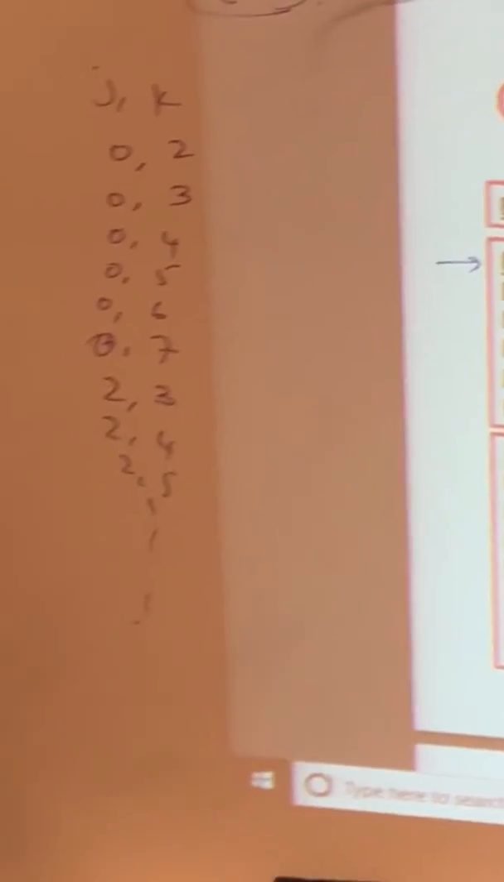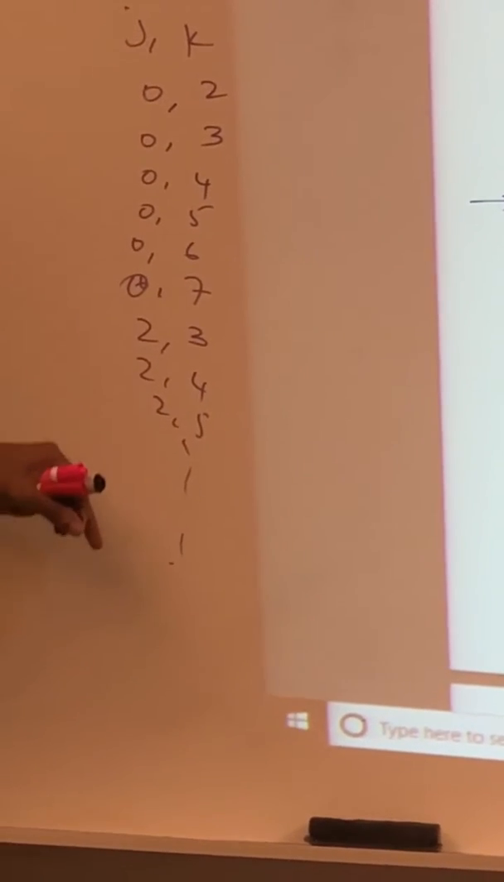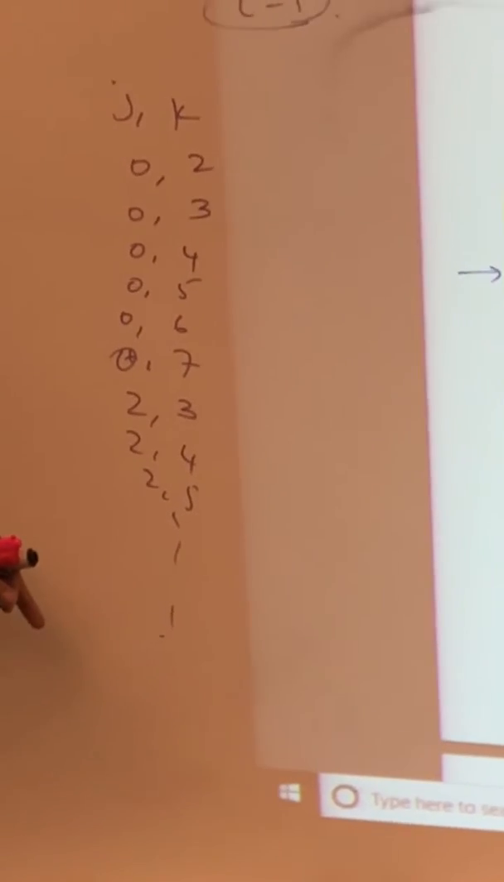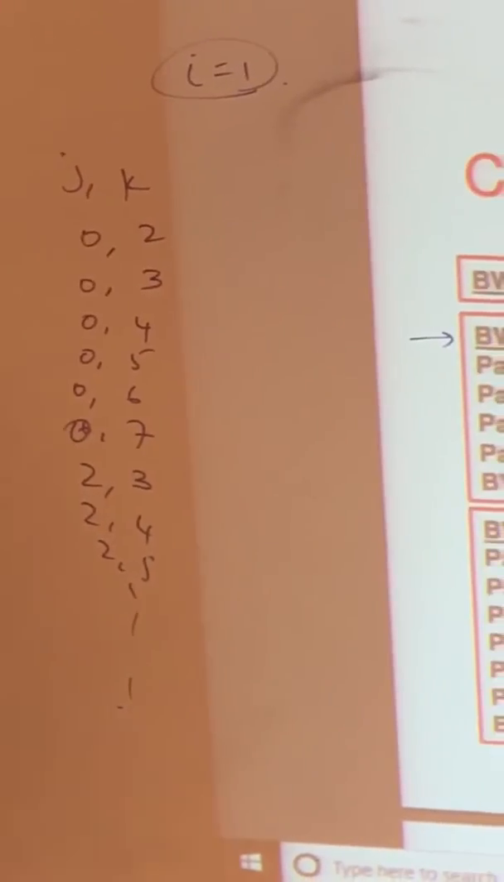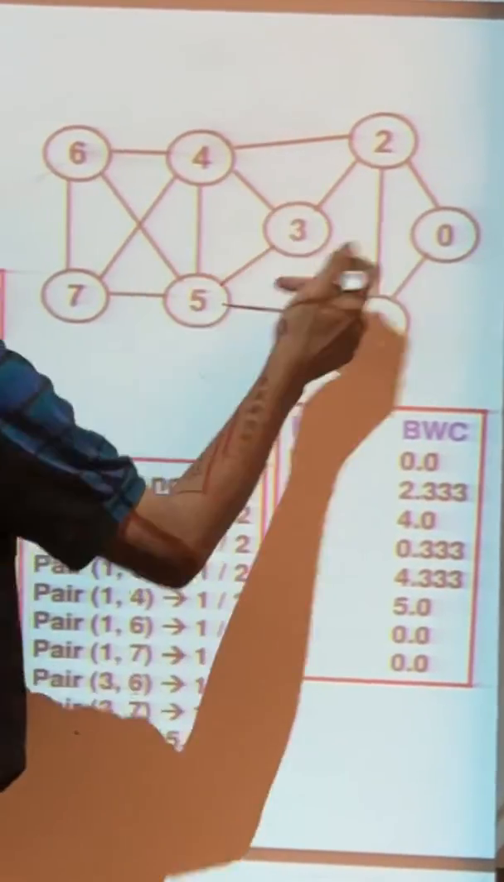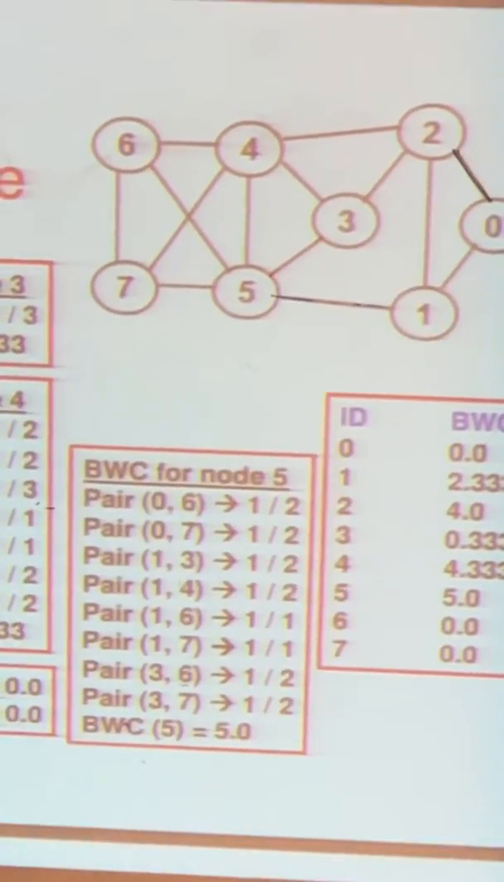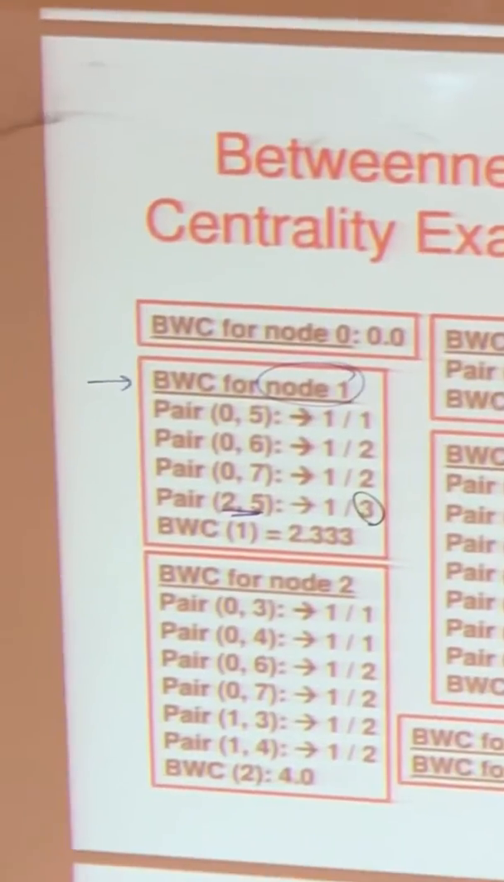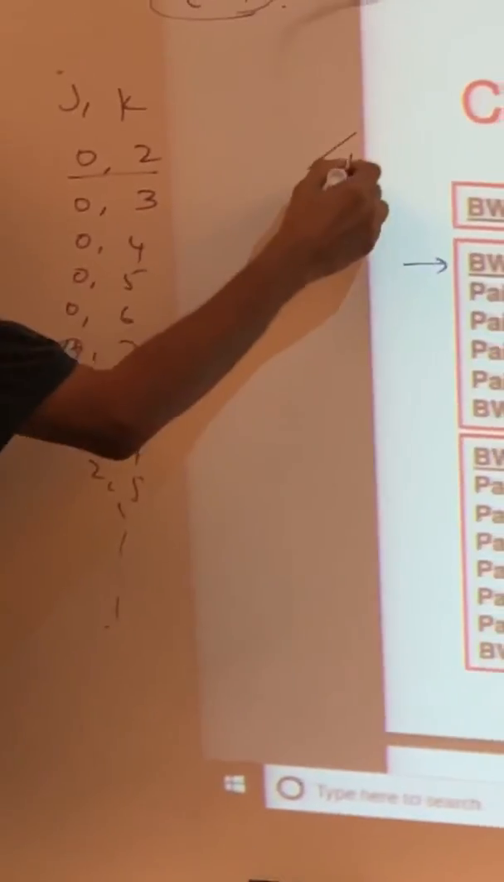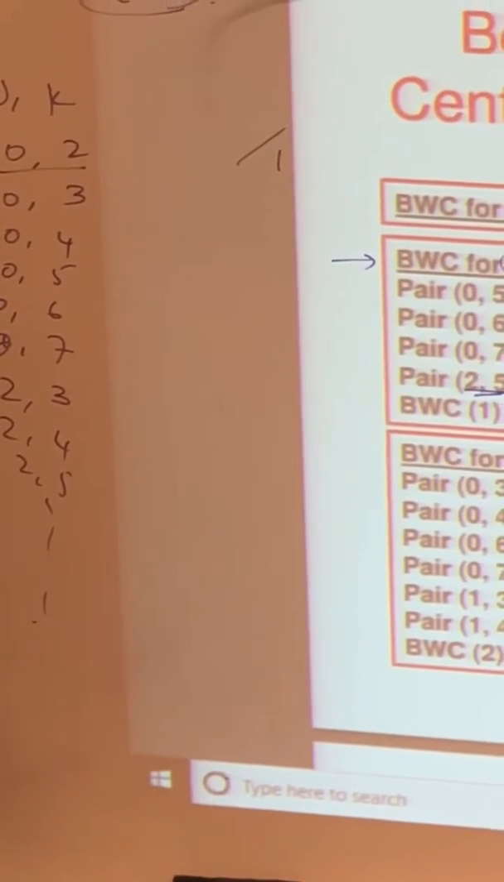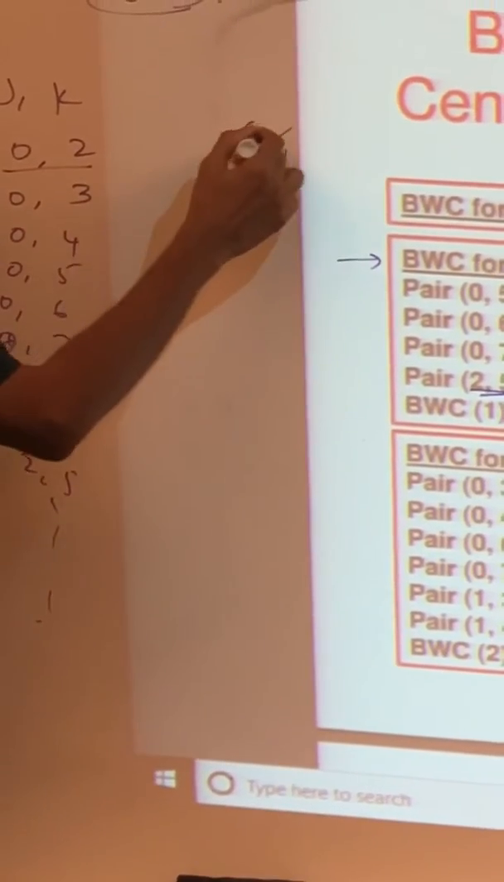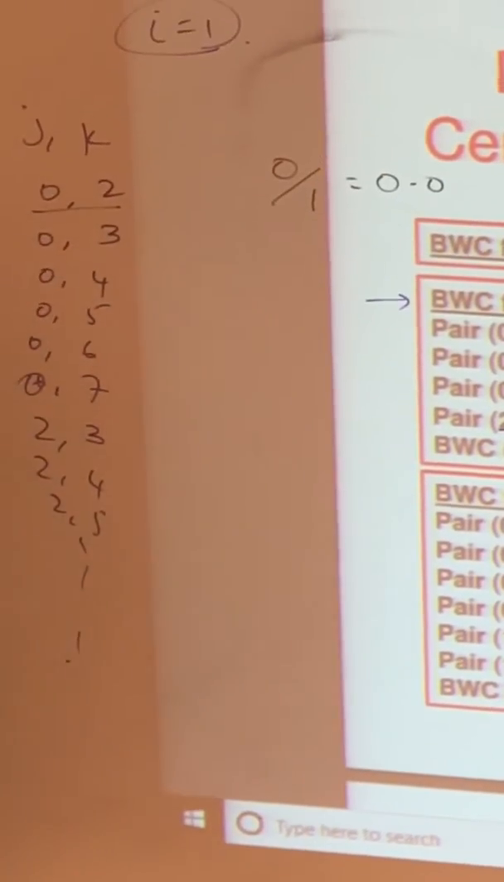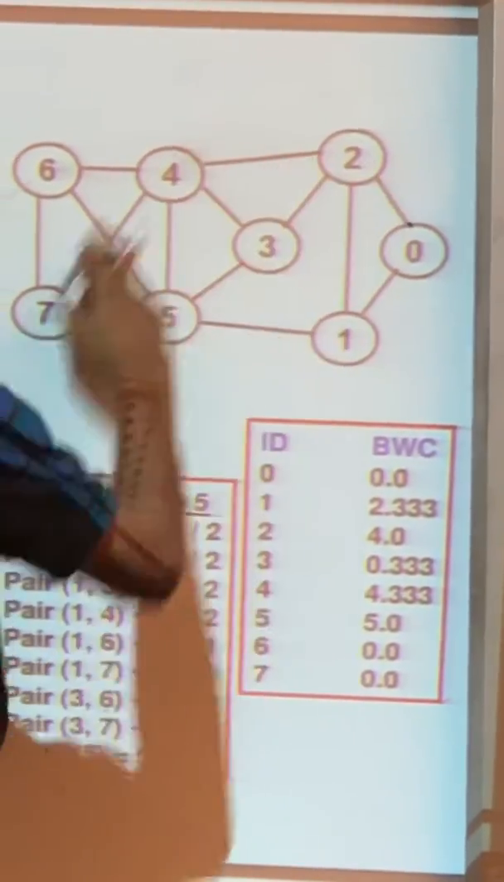Now, the reason why I did not list all the pairs here is that the other pairs will have a shortest path between them, but it does not go through vertex 1. So for example, between 0 and 2, how many shortest paths are there? It's just an edge between them, right? It's a directed edge, just one edge. So there's one shortest path between 0 and 2, and that doesn't go through vertex 1. So it will be 0 over 1, which is 0. For the pair, say, 0, 3, how many shortest paths are there between 0 and 3?